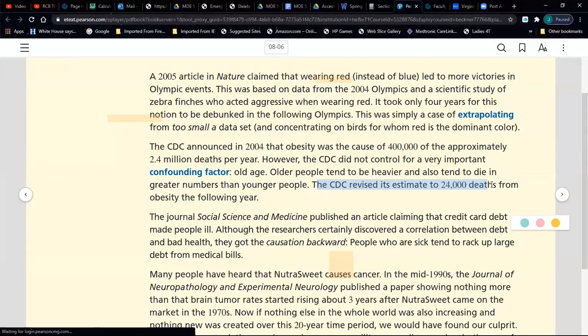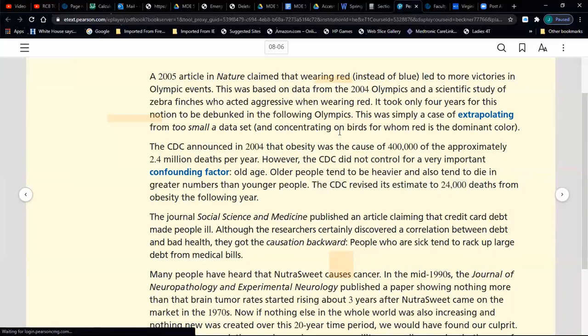Anyway, so the CDC revised it to 24,000, 6% of the original number. So it turned out that 94% of the people they thought were dying because they were fat were just dying because they were old. That's bad. Now you might say, okay, well, if this is the more accurate number, at least they didn't hide it. At least they did come and publish their findings. And that's awesome. That's great.